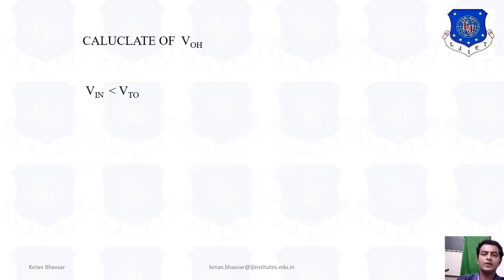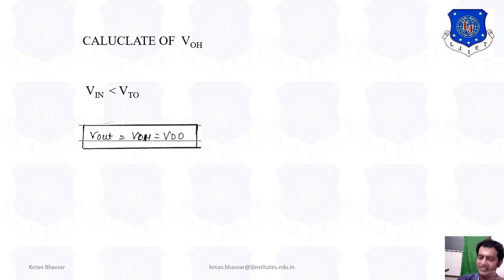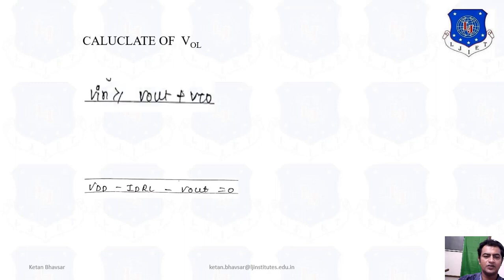Now we calculate VOH. The output is high when V in is less than VTO, which means it is in the cutoff region, as we already said. So V out, that is VOH, is equal to VDD. VOH is equal to VDD when the input is below the threshold voltage, meaning input 0 gives output 1, or high.